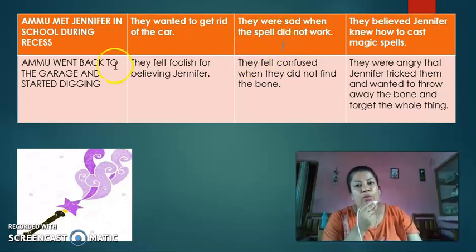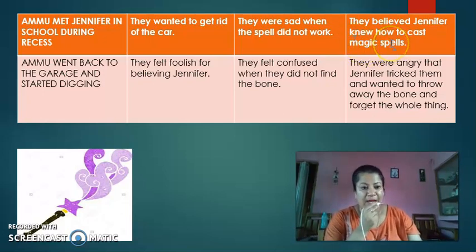And why did they go to her? They went to her because they believed that she knew how to cast magic spells. They went to her because they knew that she read a lot of books about Egypt, and they believed, especially Ammu, that Jennifer knew how to cast magic spells on the car.